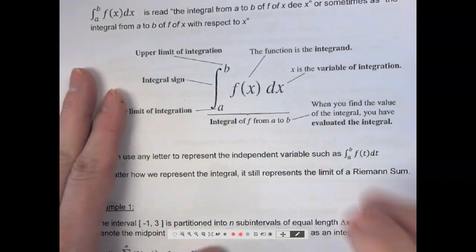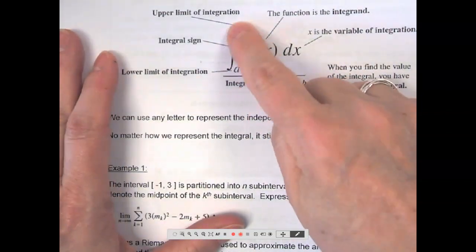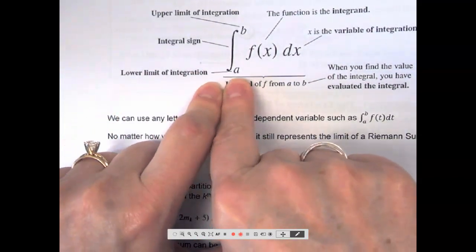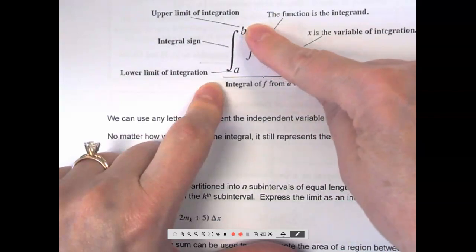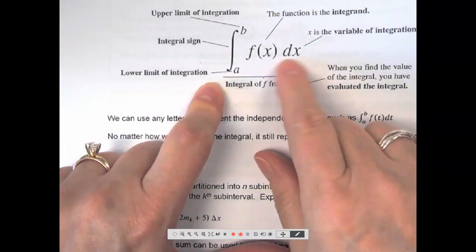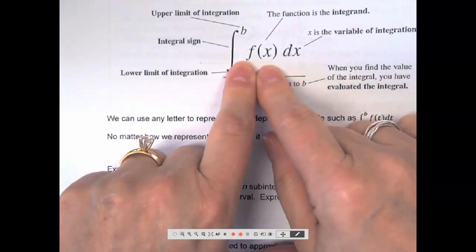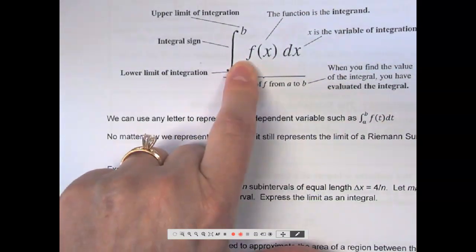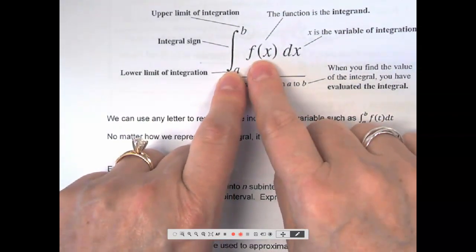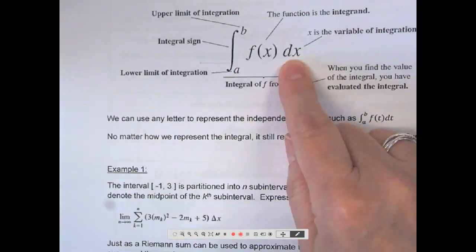All right, so this little elongated S we call the integral sign. Here's our lower limit of integration, our upper limit of integration. So we're going from 2 to 5 or whatever. f of x is just the function. Like earlier we were drawing graphs of functions and finding the area. Whatever the graph is, that goes here. And then dx is representing the width.